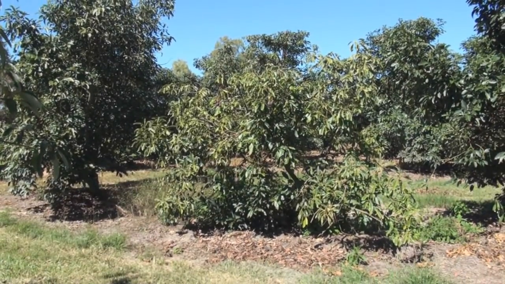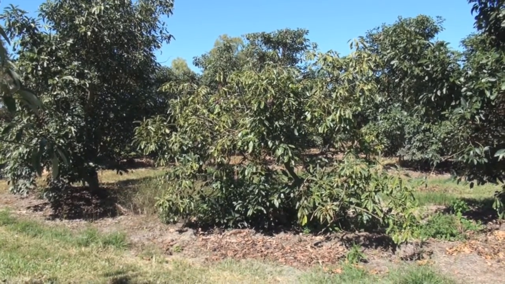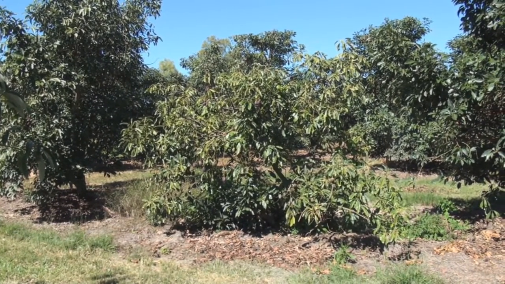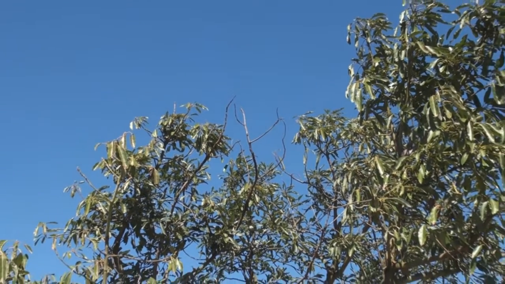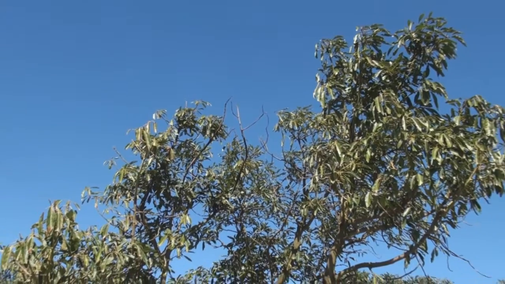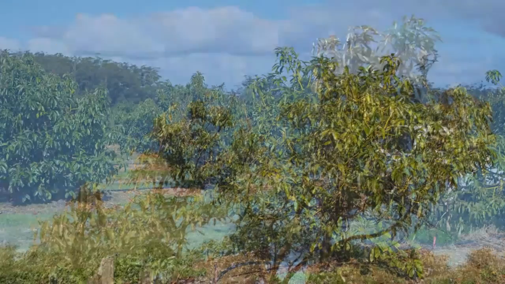It's important to reduce boron rates to trees affected by Phytophthora root rot. Sick trees take up less nutrients, so continuing normal applications can lead to toxic levels accumulating in the soil.